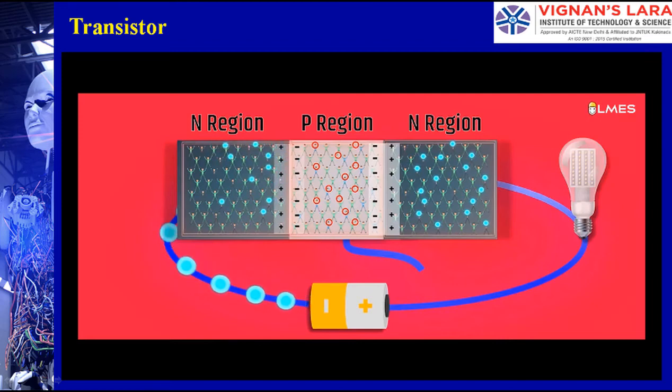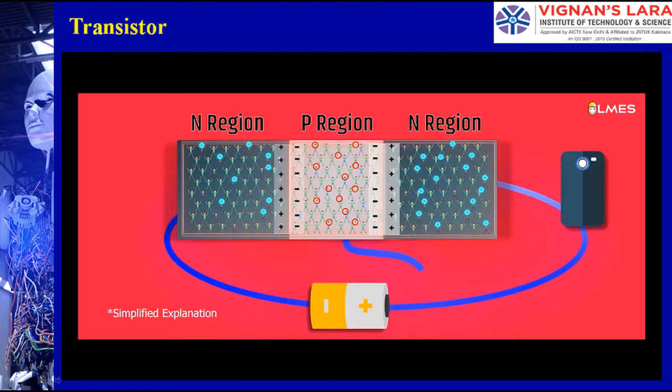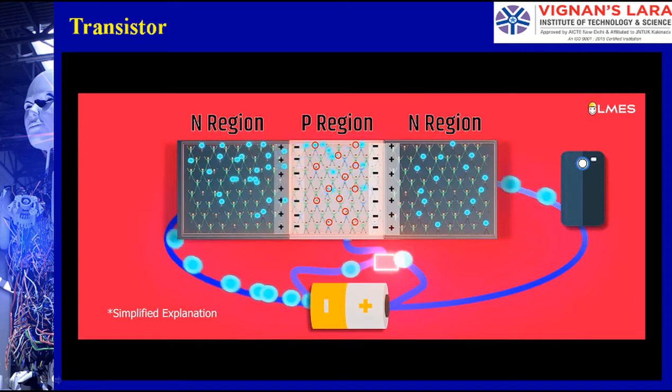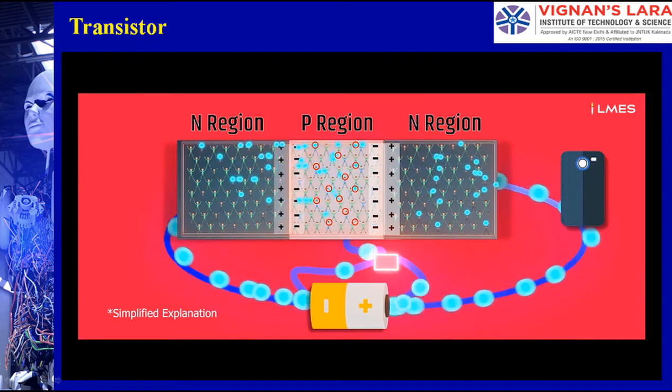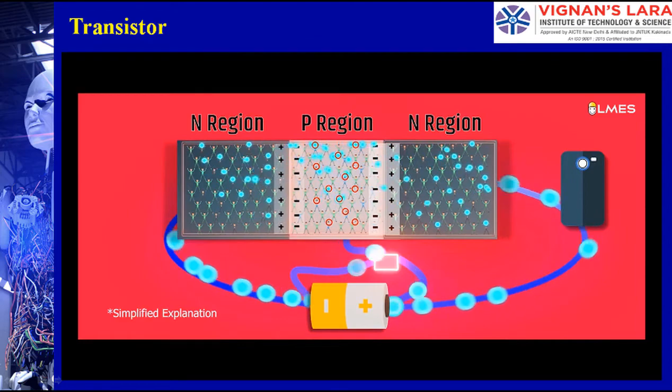Now let me compare this setup with the phone. We replace the bulb with a camera flash and we add a touch sensor between the P region and the battery on the base circuit. When we touch the corresponding torch app, the circuit closes and electron flow happens and switches on the torch.